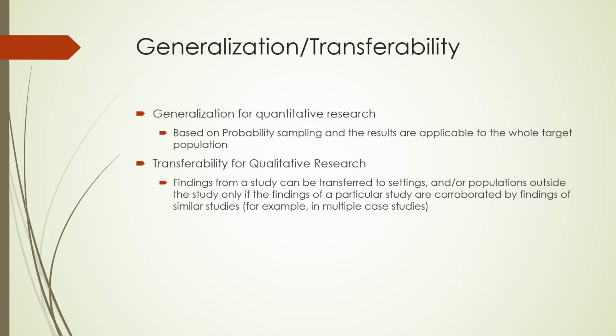The next one is generalization and transferability, and in some ways they're very similar, but they're used in different types of research. So generalization is used in quantitative research, and it is based on probability sampling, and the results are applicable to the whole target population. You could generalize this numerically for different populations. Transferability, used in qualitative research. Could you transfer these results from, for example, survey research, and transfer it to different settings, populations outside the study? And this is only done if they are corroborated by findings of similar studies. Okay? So if multiple case studies have been taken and have found similar results, that could show transferability as well.